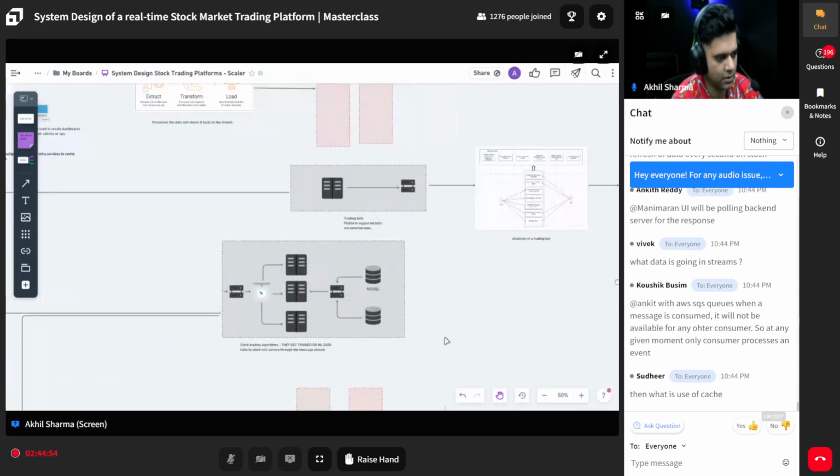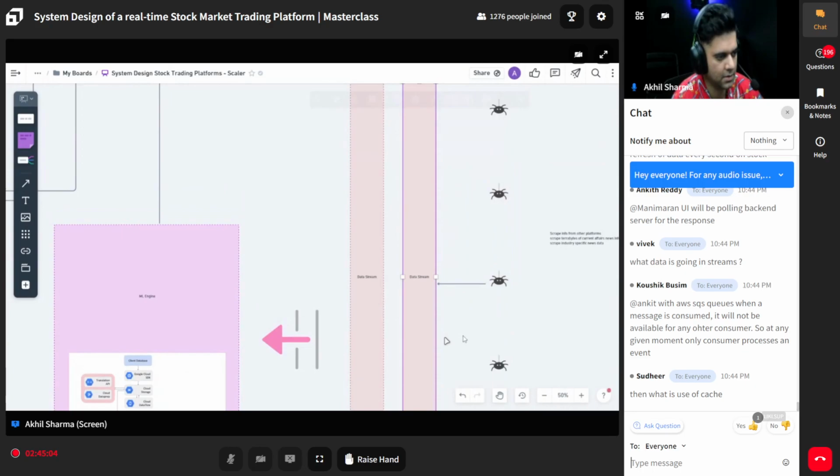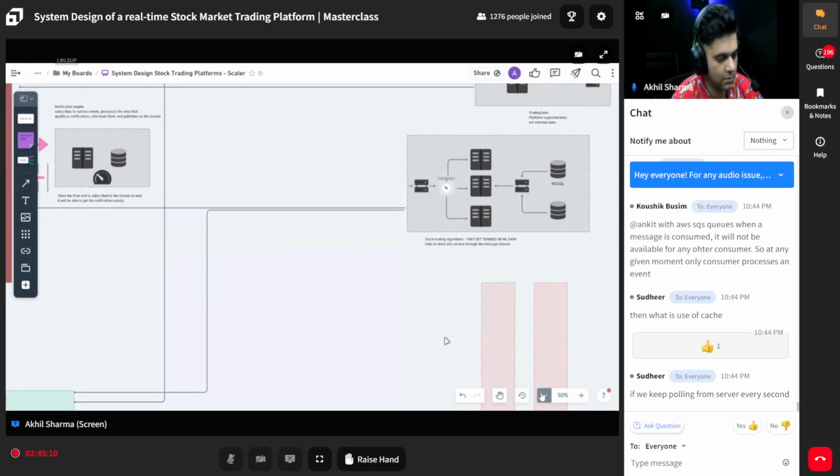Stock trading algorithms get trained on a lot of data. You get trained on data that's coming in from multiple scrapers on data streams, and you have machine learning engines to tell you how the stock trading platform should work. We can keep training them.